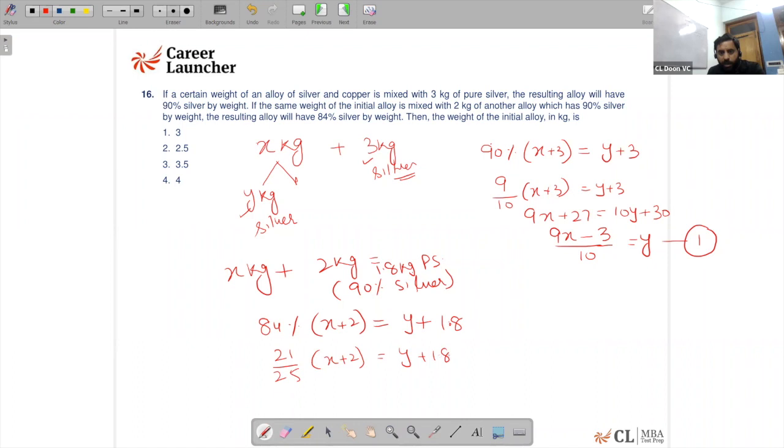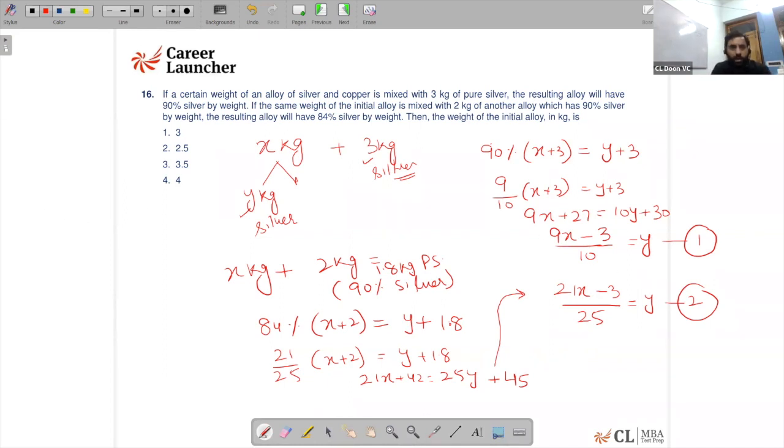Now after cross multiplying, we end up getting 21x plus 42 is equal to 25y plus 25 into 1.8. So that's going to be nothing but 45, which can be rewritten by simplifying as 21x minus 3 upon 25 is again the value of y. This is the second equation. Now we have got y as this also and y as this also. So both the values have to be the same.